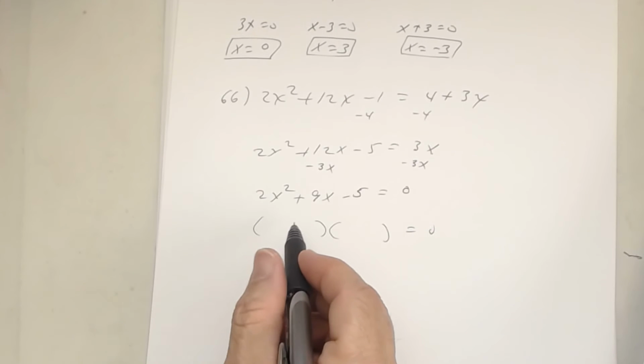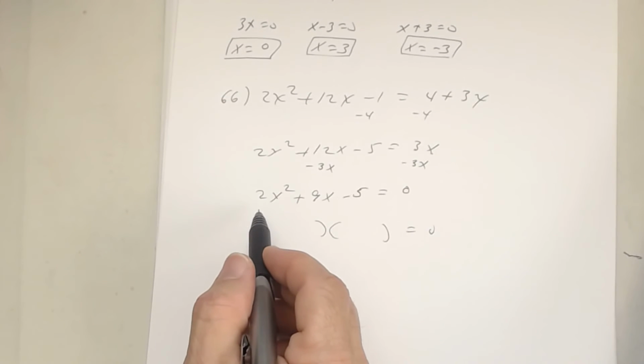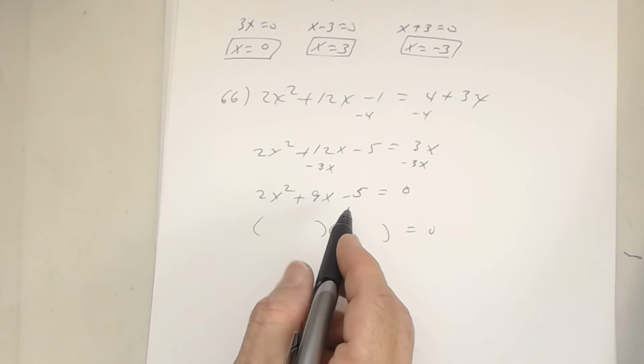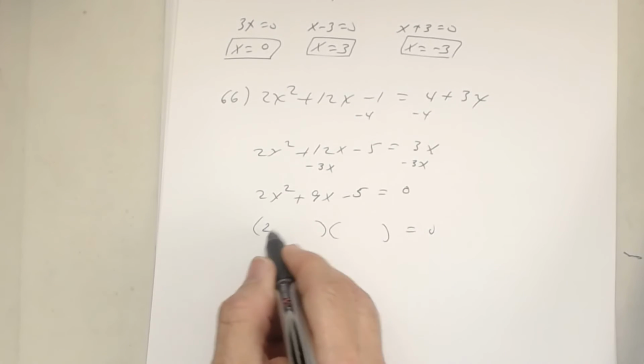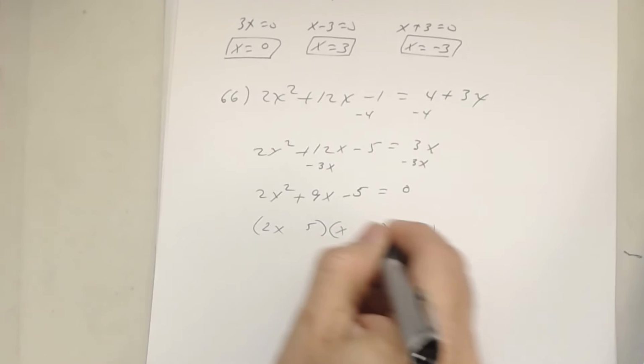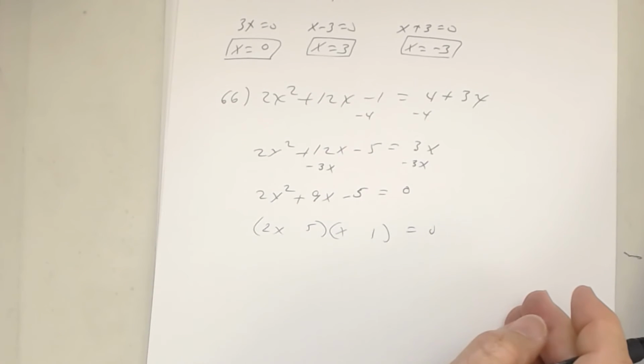There's only one, and this one's easy to factor because the 2x squared, there's only one possibility for 2, and there's only one possibility for 5. So 2x and x? For 5, it has to be 5 and 1. Where do we put the 5? The first one? And the 1 in the second?